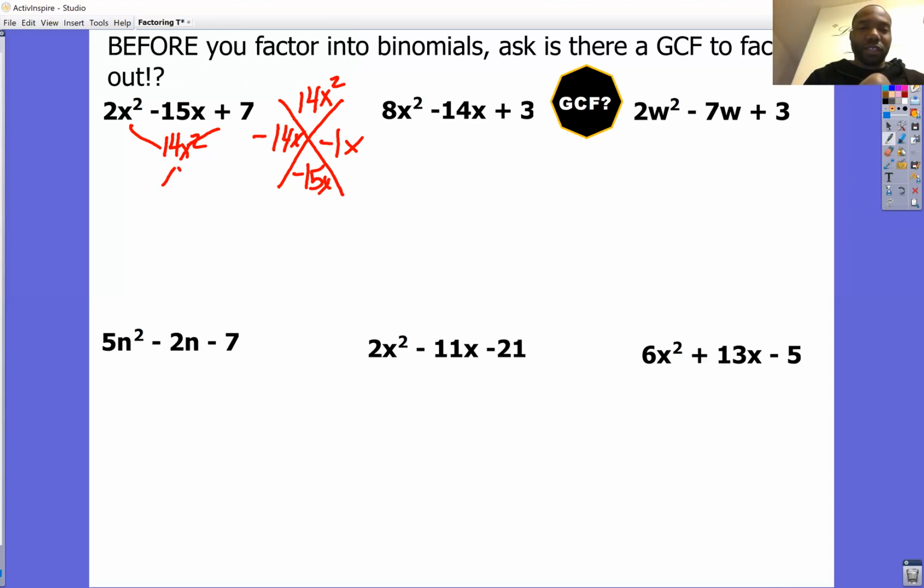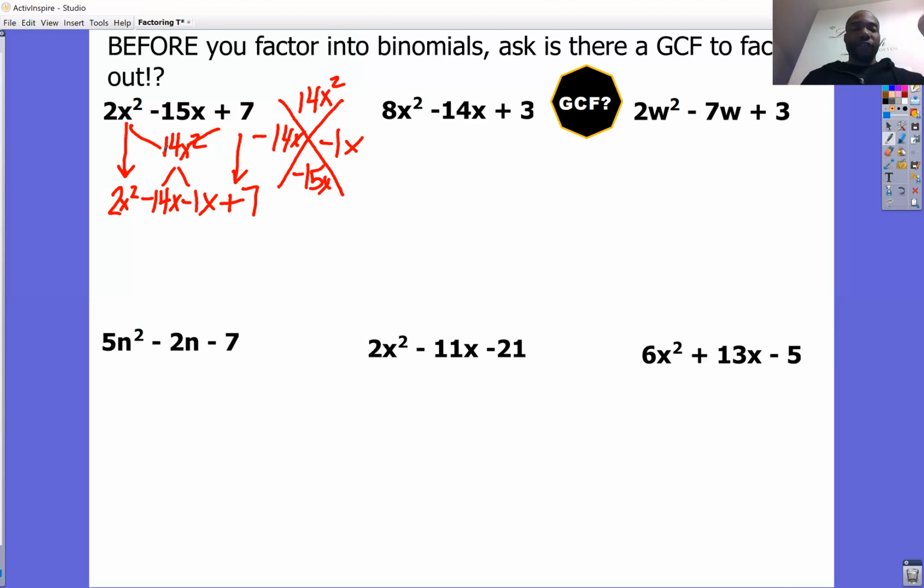So break it down. It does not matter which order you go: negative 14x minus 1x. Bring the 7 down. I think I'm going too fast. Okay, I'm slowing down. Bring the 7 down, and then bring down the 2x squared. That's what we have so far, right, y'all?